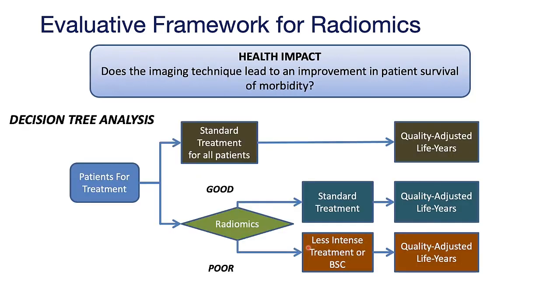And then the final question: health impact. Does the imaging technique lead to an improvement in patient survival or morbidity? Currently, there are no studies I've been able to find where this has been done for radiomics. And again, we could just use a modelling technique where we compare the quality adjusted life years from standard treatment to groups separated by the biomarker. It's simply by plugging in the hazard ratio and the biomarker prevalence.